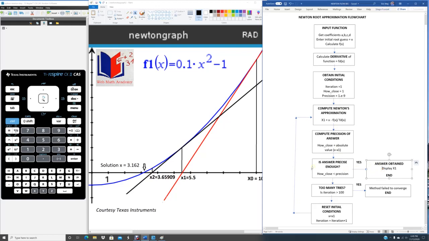However, if we're still not as precise as we'd like to be, then we go to the next step. How many times have we tried to get this answer? If it's over 100 times, chances are something is wrong, and we're going to say the method failed to converge, and we're going to end the program. If none of those is correct, we'll reset our initial conditions to x equals x1, and iteration equals iteration plus 1, and then we'll go all the way back up and recalculate Newton's approximation. So that's the flowchart. Let's take a look at the program that we wrote.